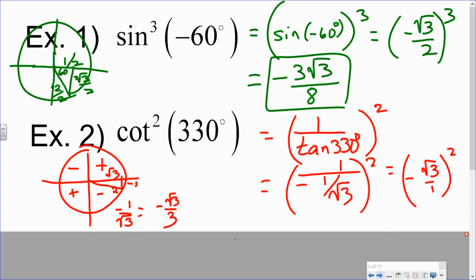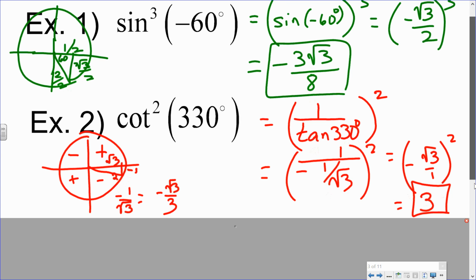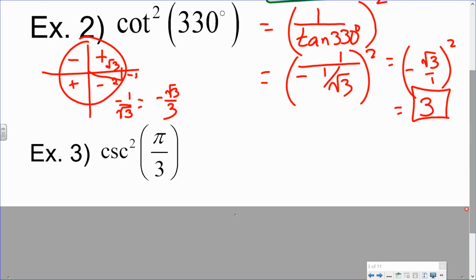And if I square that, negative root 3 times negative root 3 is regular 3. Questions with that one? Several details to keep track of with these kinds of problems. You've got to keep track of a lot of little details. Okay, cosecant. 1 over what?